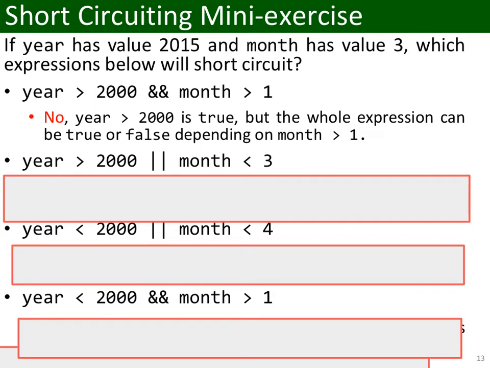So again, year is 2015, and that is greater than 2000. So this expression will evaluate to true. But in this situation, we are performing a logical OR operation. So logical OR is short-circuited by the presence of any expression that evaluates to true. So we have an expression that evaluates to true, and therefore we will short-circuit the rest of the operands. These won't be executed, and we short-circuit this expression to a value of true.